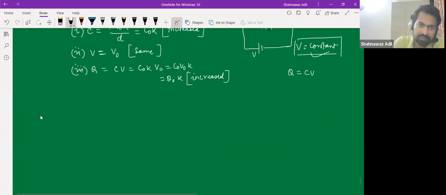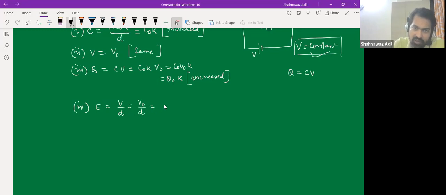Now, the fourth thing is electric field. So electric field is V naught by T. V naught is constant and the separation is not changing. So this is again the same.